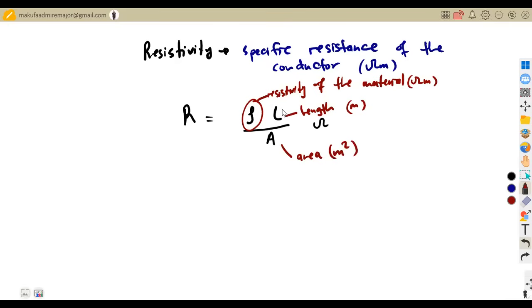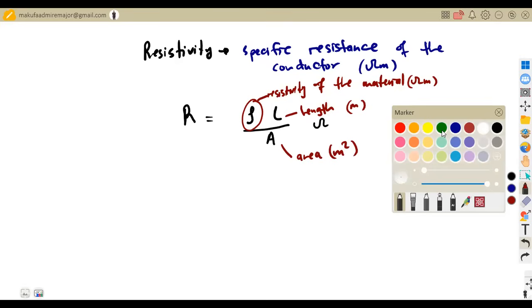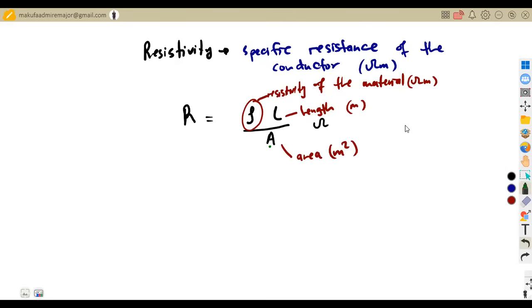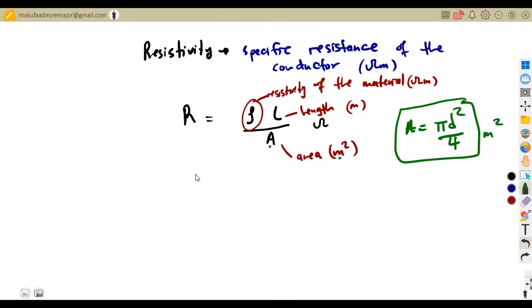So this is all you need to understand about how to calculate the resistance of a certain conductor, and also to note that when given the diameter, our area is going to be taken from pi d squared over 4. That is the area, and like I said, our area is supposed to be in square meters.